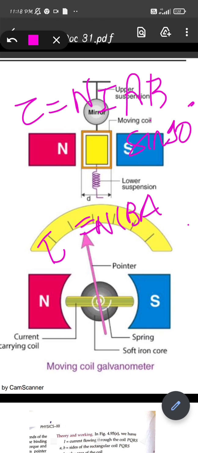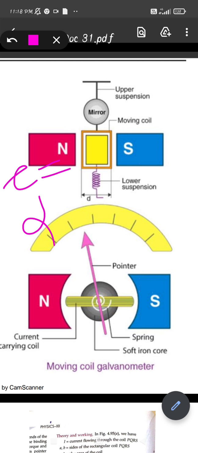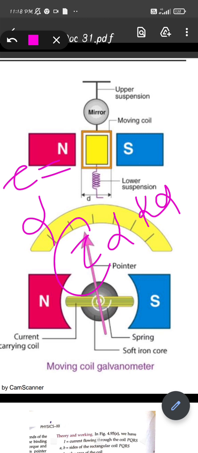Now torque deflects the coil. This is the torque which is acting on the rectangular coil, but we know that this pointer is also moving. Now the torque deflects the coil through an angle alpha. In the galvanometer, this is moving with an angle alpha. So there will be a restoring torque also, because it will move in one direction, then again it will move back. So this is a restoring torque, and it will be given by K alpha. So this K alpha will be equal to the torque.